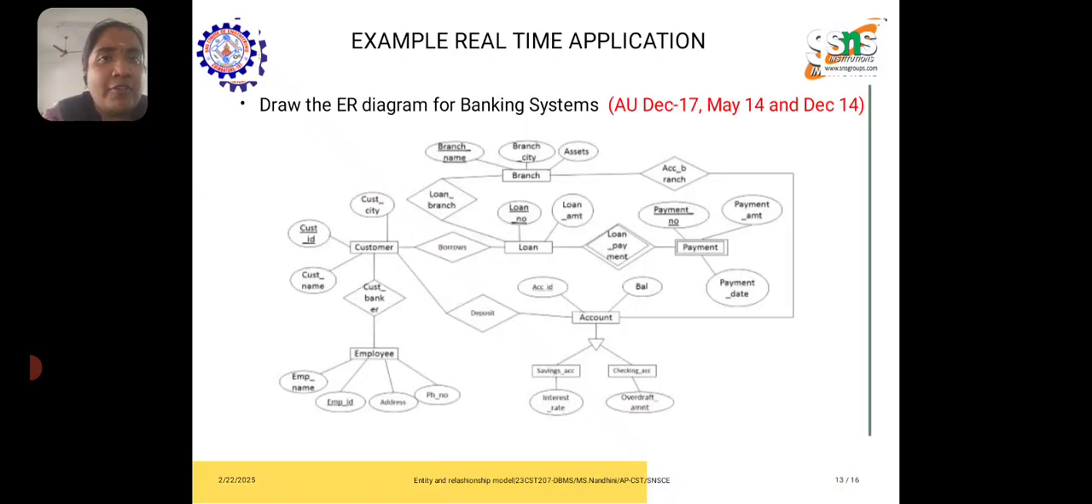Next one is an example of a real-time application. Draw the ER diagram for a banking system. We are going to create a banking system. In that, the customer must have a customer name, ID, and the city where he is coming from. And the banker employees with employee name, ID, address, and phone number. And the borrowers, who consist of loan with loan number, loan amount, etc. Branch city, branch name, assets, payment with account branch, payment number, loan payment, etc.